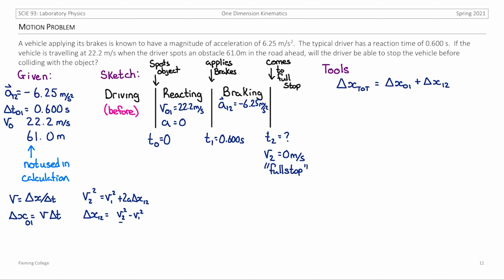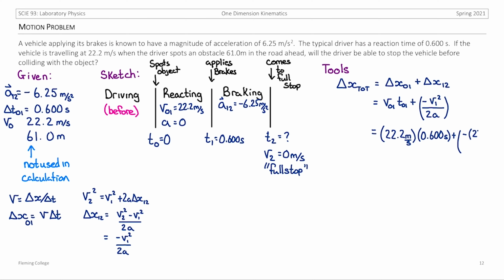So when we rearrange it for our displacement, we see that we get the difference of the squared velocities divided by 2 times the acceleration. And we can simplify this equation a little bit because the final velocity, or the velocity at time 2, is 0. So let's substitute both of these tools into our total displacement equation. And we have no other rearrangement or simplification that we have to do.